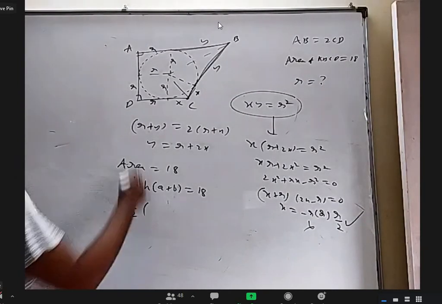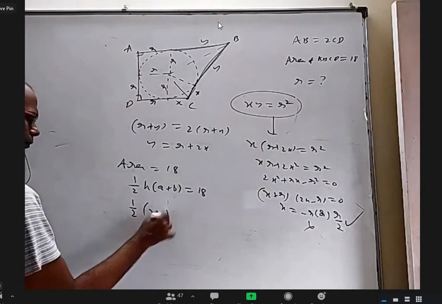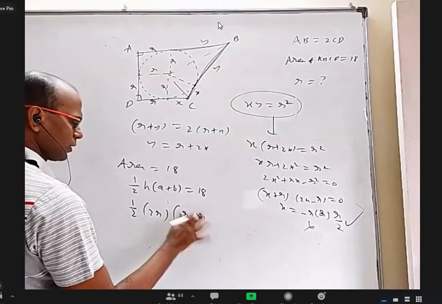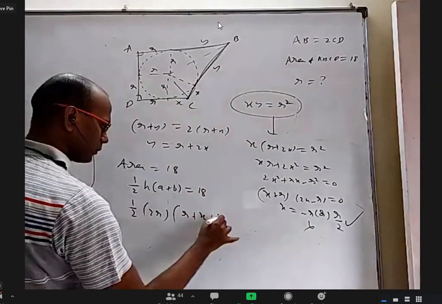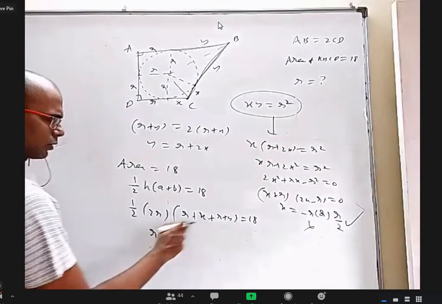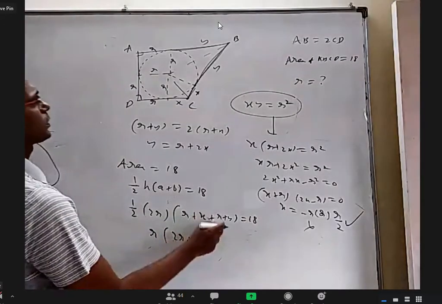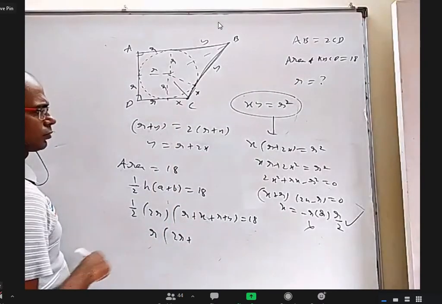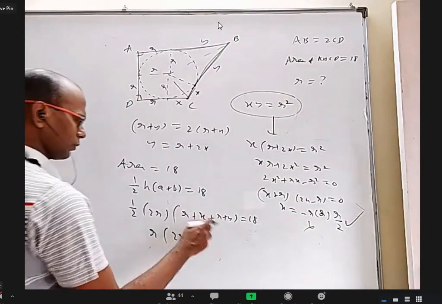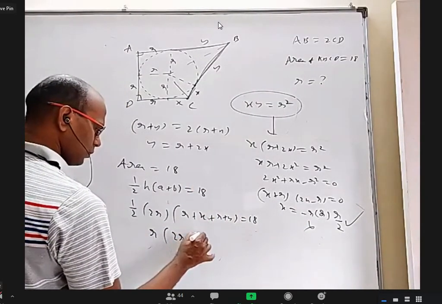What is the height? 2r. What is a plus b? This plus this. That is r plus x plus r plus y. This is 18. This is r. This is 2r and x plus y. We already proved x is r by 2 and y is r. So 3r by 2.